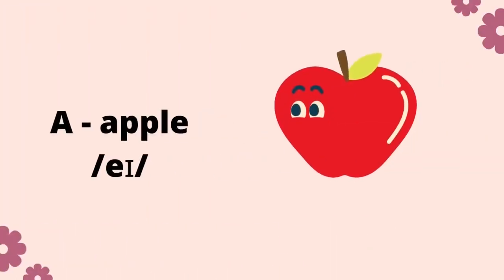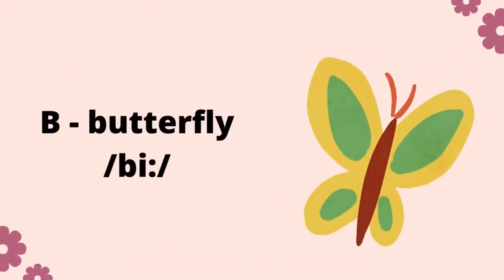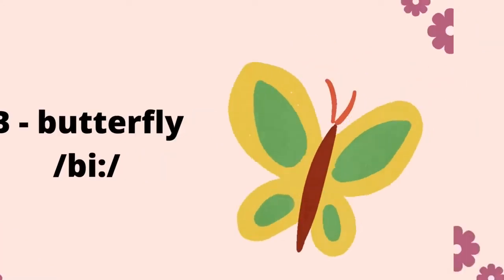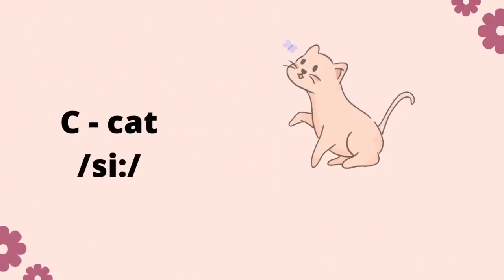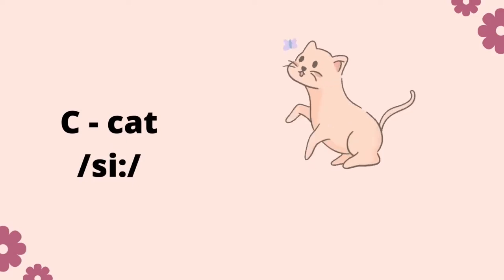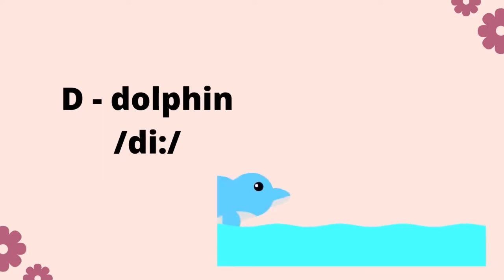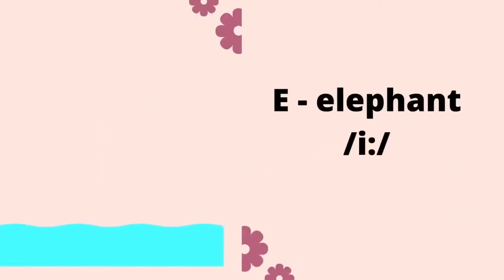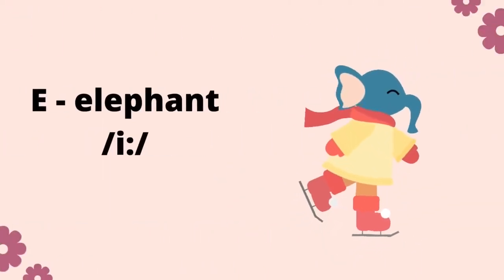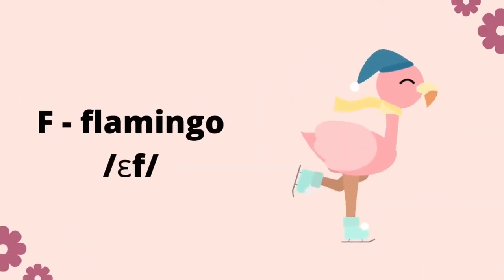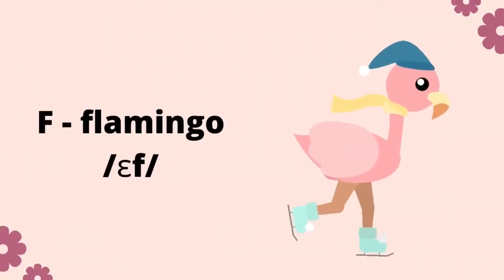And this is the first letter, A, like in apple, A. B, like in butterfly, B. C, like in cat, C. D, like in dolphin, D. E, like in elephant, E. F, like in flamingo, F.